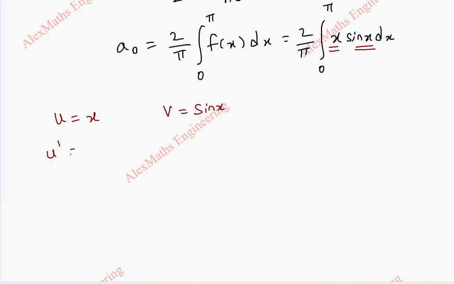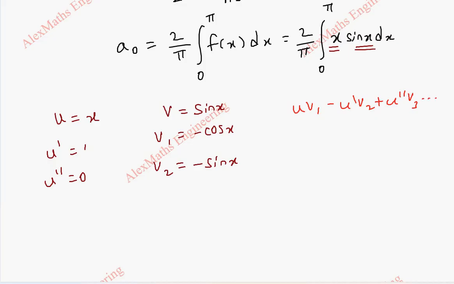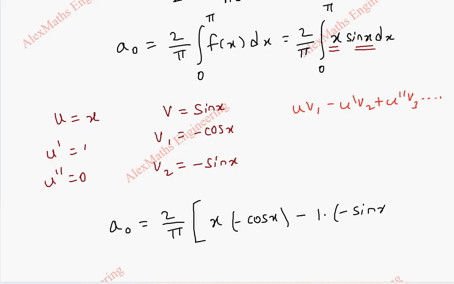Now u dash is 1, u double dash becomes 0, and v1, its integration, is minus cos x, and further integration v2 is minus sin x. Now Bernoulli's formula is u v1 minus u dash v2 plus u double dash v3 and so on. So a naught becomes 2 by pi, u which is x, v1 is minus cos x, minus u dash which is 1, v2 is minus sin x, and we have limit from 0 to pi.